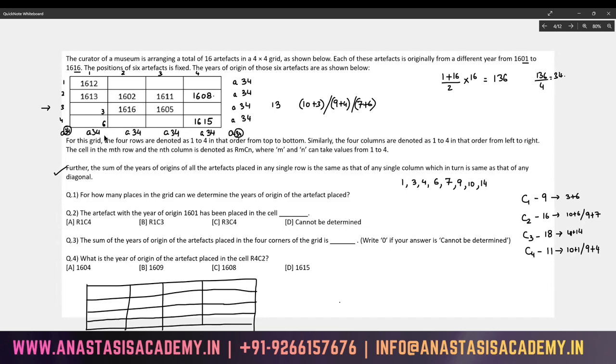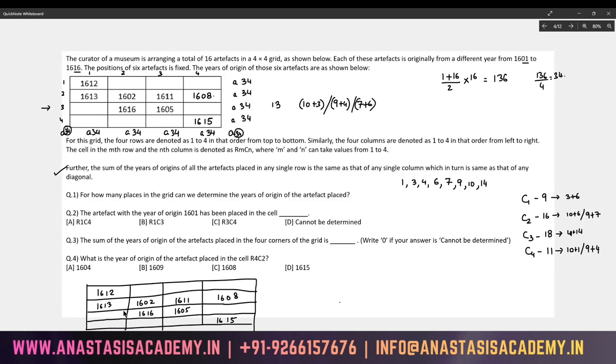Let me just copy the numbers from the top that are certain already: 1613, 1602, 1611, 1608, 1615, 1605, 1616. Okay, so now I will do the work.